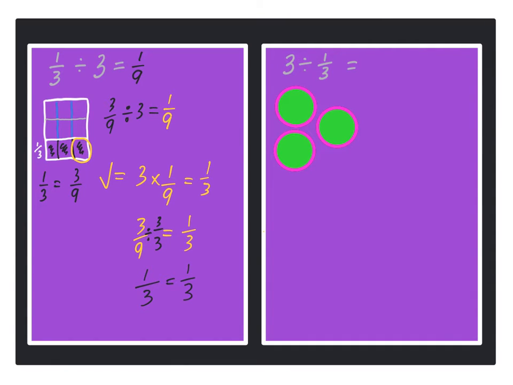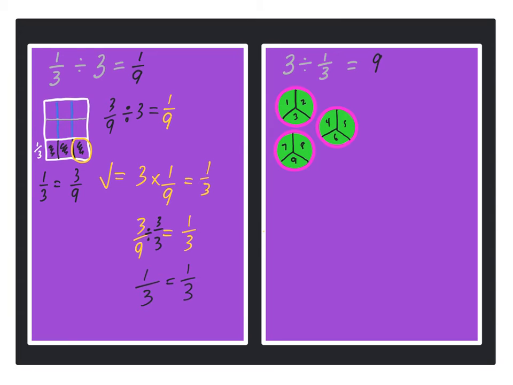Now let's come over here and look at what 3 divided by 1/3 looks like. First thing first, I'm going to divide my 3 into thirds. I put a little mark in the center to help my picture look good. And you can see here I took each circle and I split it into thirds. Now what I can do is count: 1, 2, 3, 4, 5, 6, 7, 8, 9. So how many thirds does it take? 3 divided by 1/3 equals 9, and that's because it takes 3/3 to equal 1.